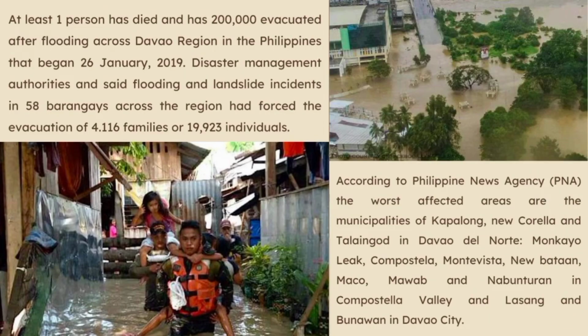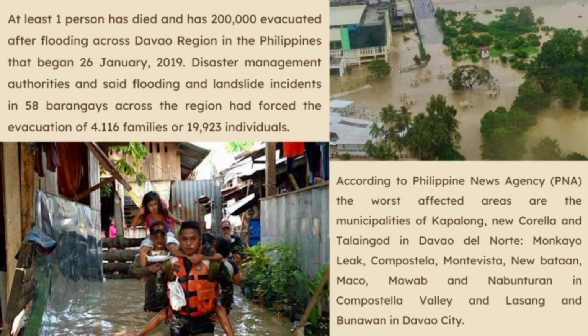At least one person has died and 200,000 were evacuated after flooding across the Davao region in the Philippines that began on January 26, 2019. Disaster management authorities said flooding and landslide incidents in 58 barangays across the region had forced the evacuation of 4,116 families or 19,923 individuals.